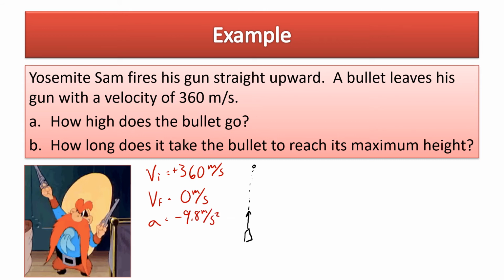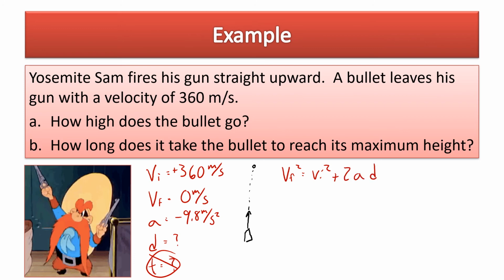And they're looking for the displacement. And we don't care about the final velocity. So look in your reference table. Which equation doesn't have time in it? We don't care about time right now. It's going to be vf squared equals vi squared plus 2ad.